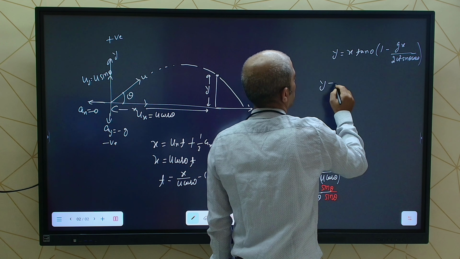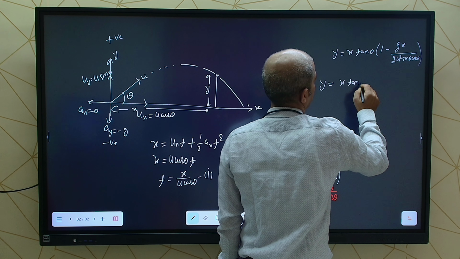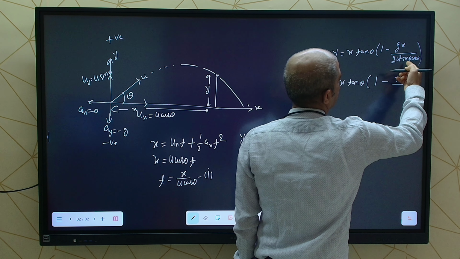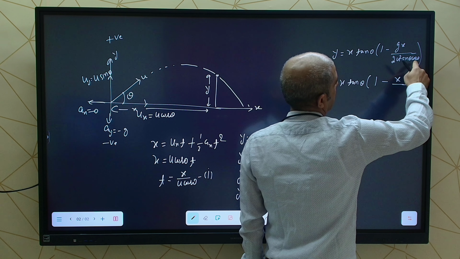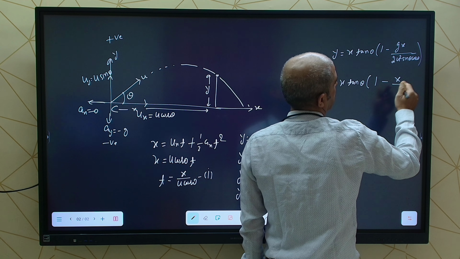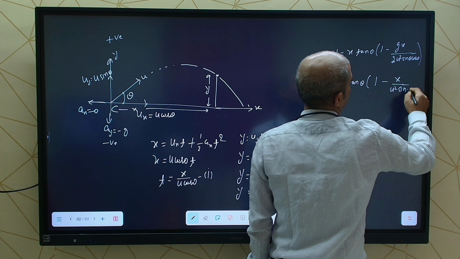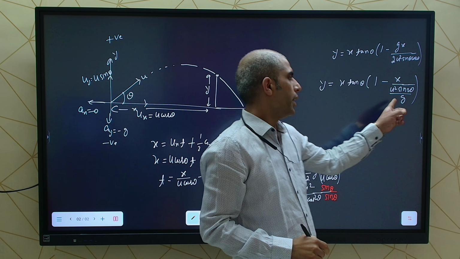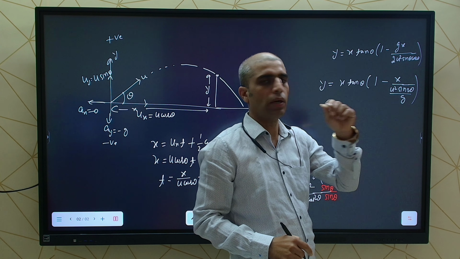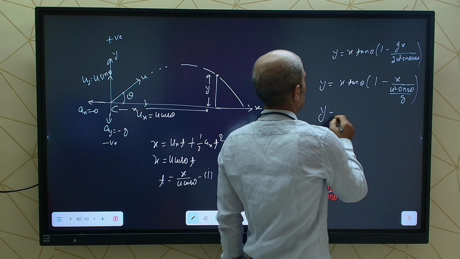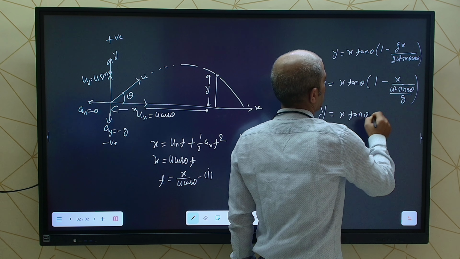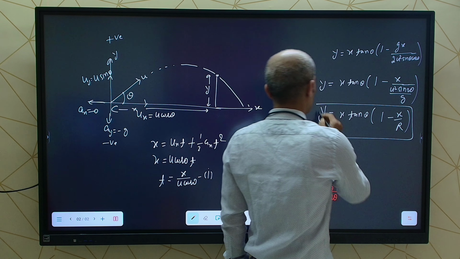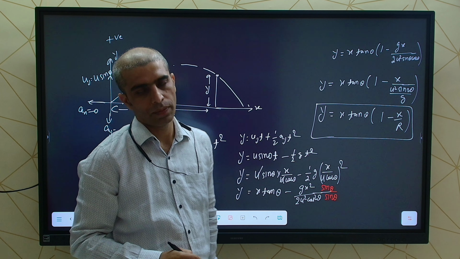So y is basically equal to x tan theta into 1 minus x upon, I will take g down, u square upon 2 sine theta cos theta. So 2 sine theta cos theta gives you sine 2 theta, upon g. This is the expression for the range, u square sine 2 theta upon g. So the value of y is equal to x tan theta into 1 minus x upon R. So always use this formula of equation of trajectory. Okay.